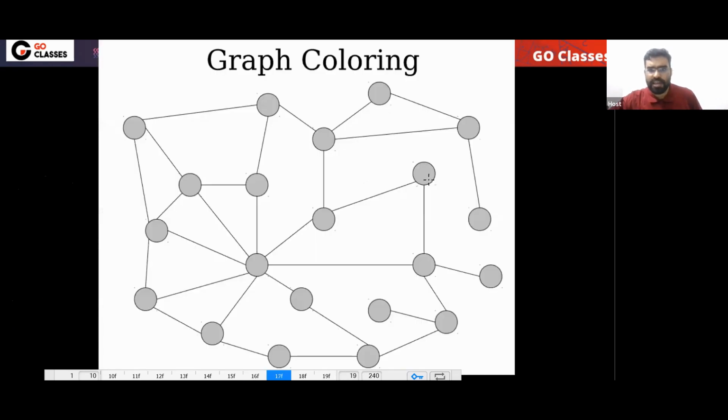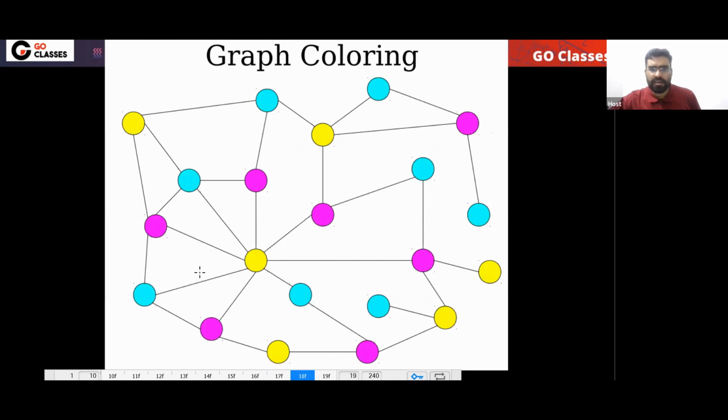If two vertices are non-adjacent, like this vertex and this vertex, we don't care about them. They can get the same color or they can get different colors. But the adjacent vertices should get different colors.